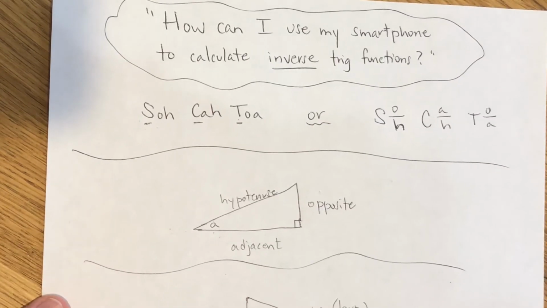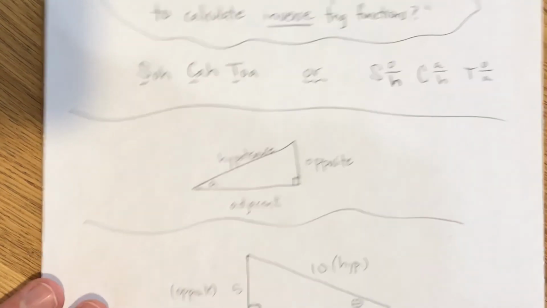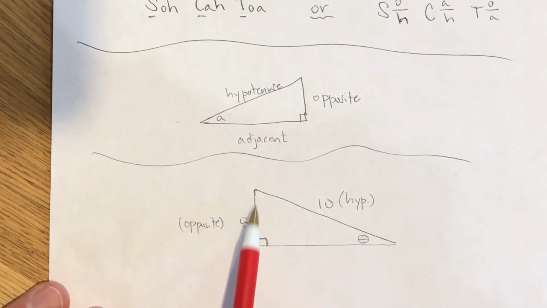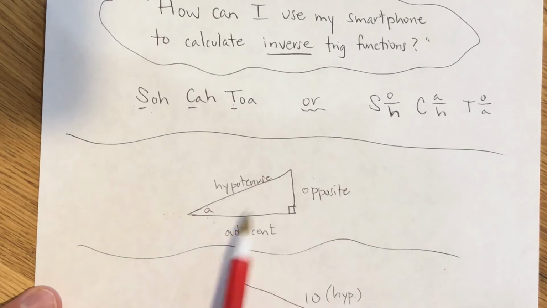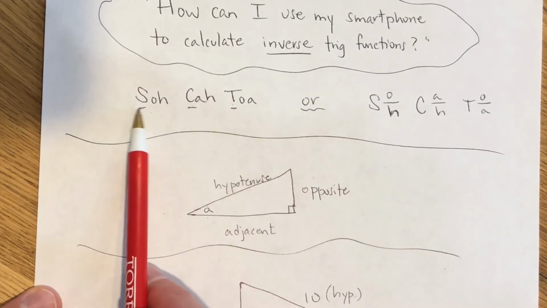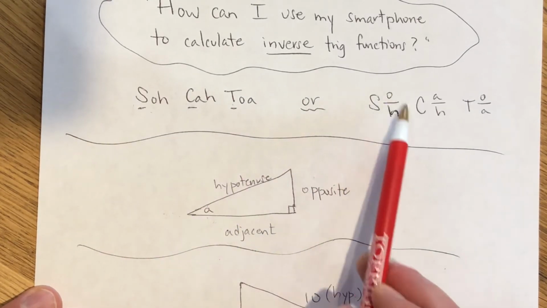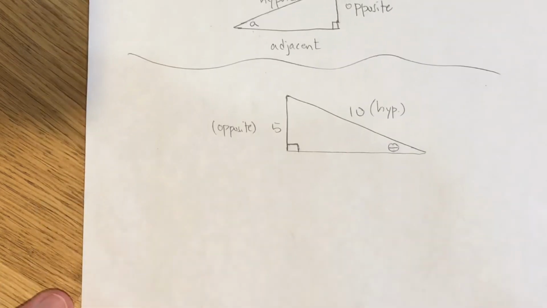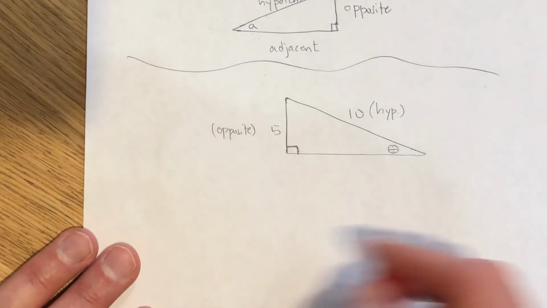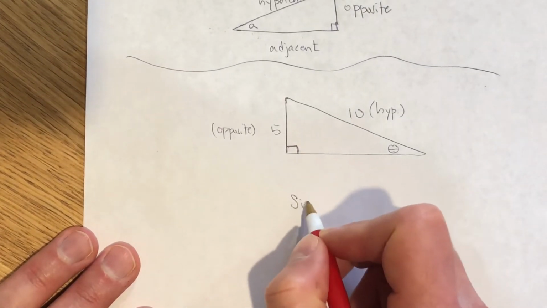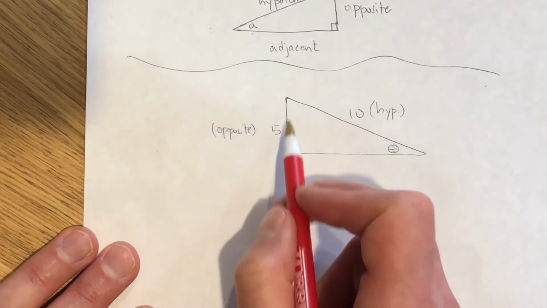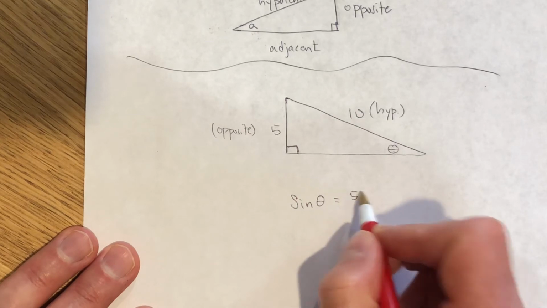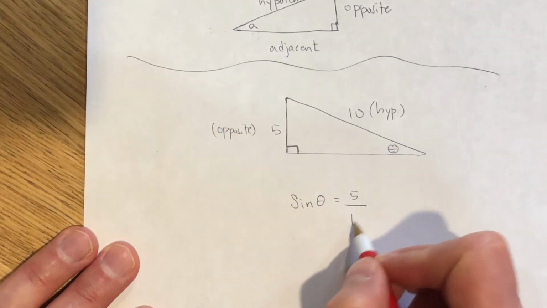So if we go back to our Soh Cah Toa reminder, which trig function deals with that combination of the opposite side to an angle that we're focusing on and the hypotenuse? Out of Soh Cah Toa, that would be sine. Sine is the ratio of the opposite side length divided by the hypotenuse. So let's set that up in this triangle. Sine of some unknown angle theta will be the ratio of the opposite side length, which in this case is 5, divided by the hypotenuse, which is 10.